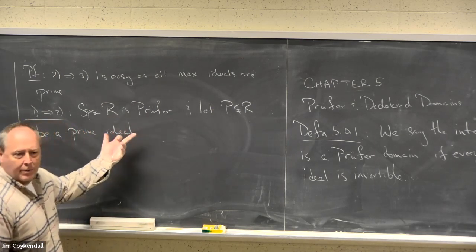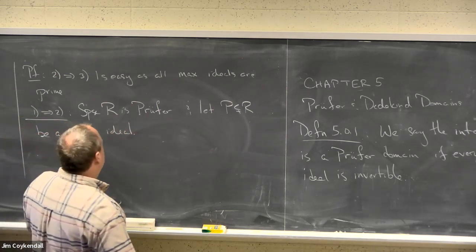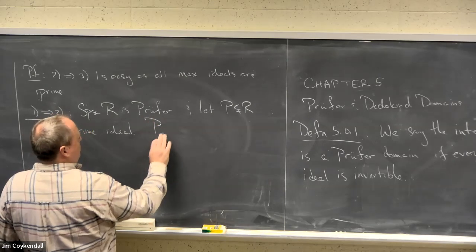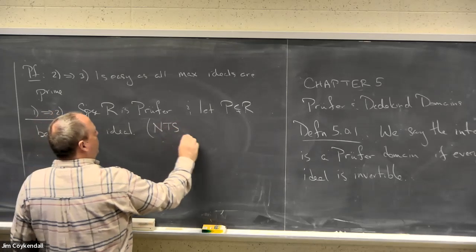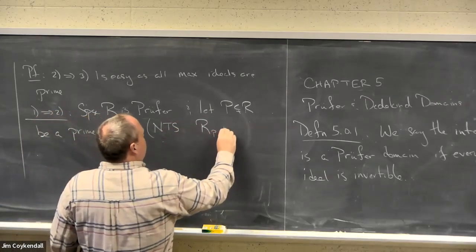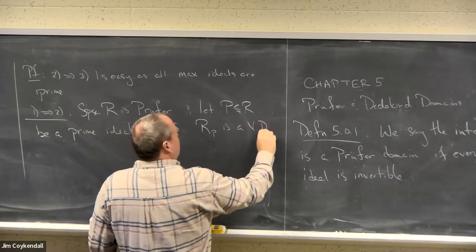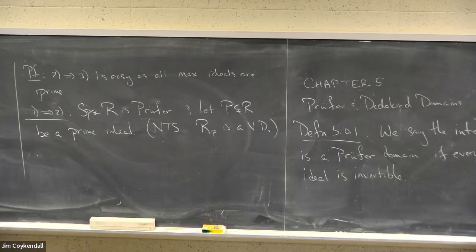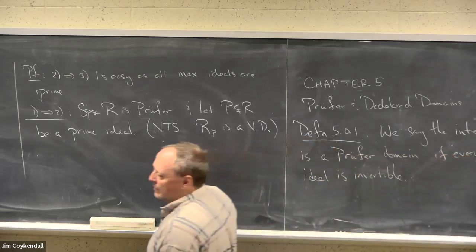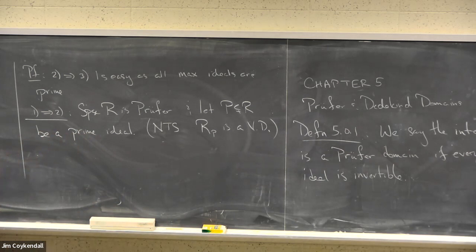So suppose you've got your favorite Prüfer domain, and let's suppose that you have a prime ideal P. Consider R localized at P. We need to show that R_P is a valuation domain. Right, that's kind of a burden here. So, any ideas on how we can do that, or what characterization of valuation domains might be useful here?